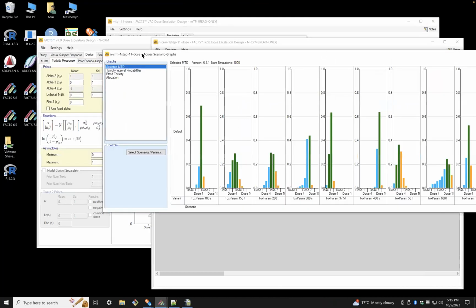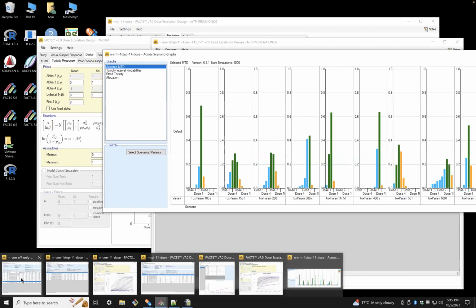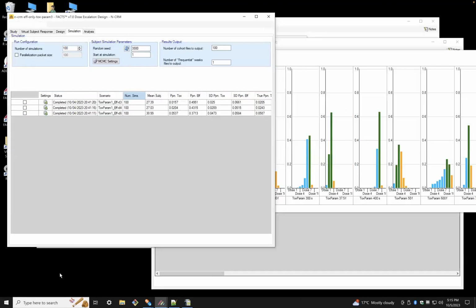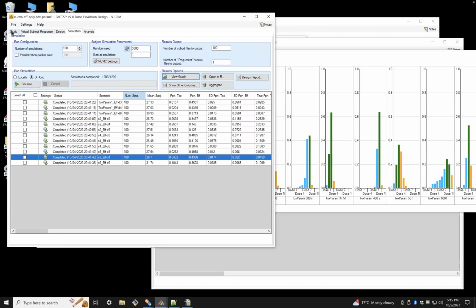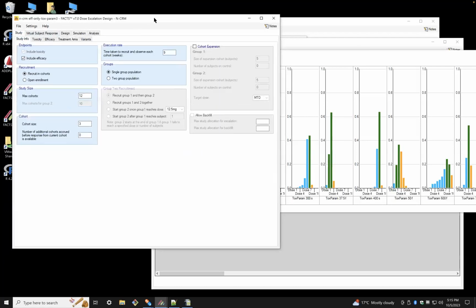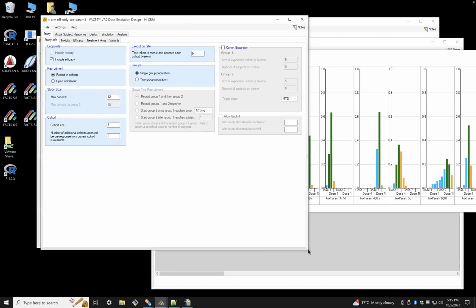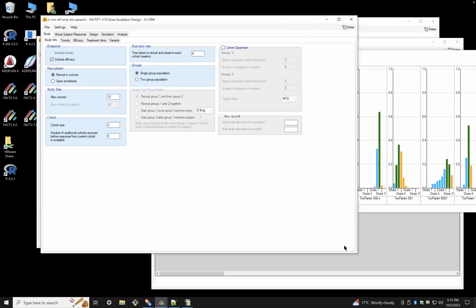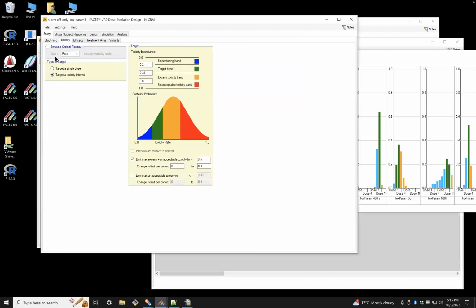So entering the study information is very similar to before, except I've now checked the efficacy as well box. The toxicity tab looks the same.